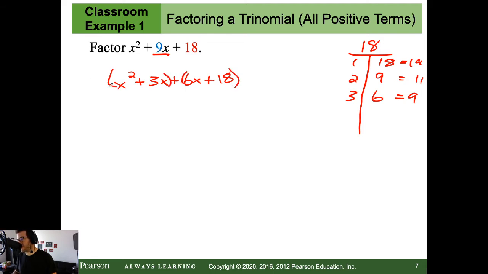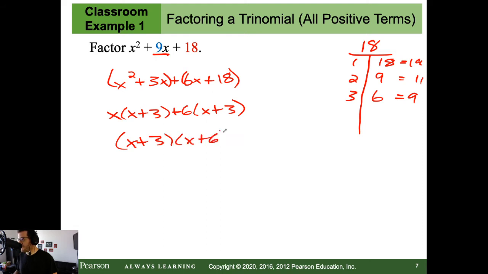Sorry, I forgot to bring the sign. The greatest common factor we have here is an x. You're left with x plus 3. The greatest common factor we have here is a 6. You're left with x plus 3. Guess what, guys? x plus 3 is on the inside, x plus 6 is on the outside. And boom, we did it.